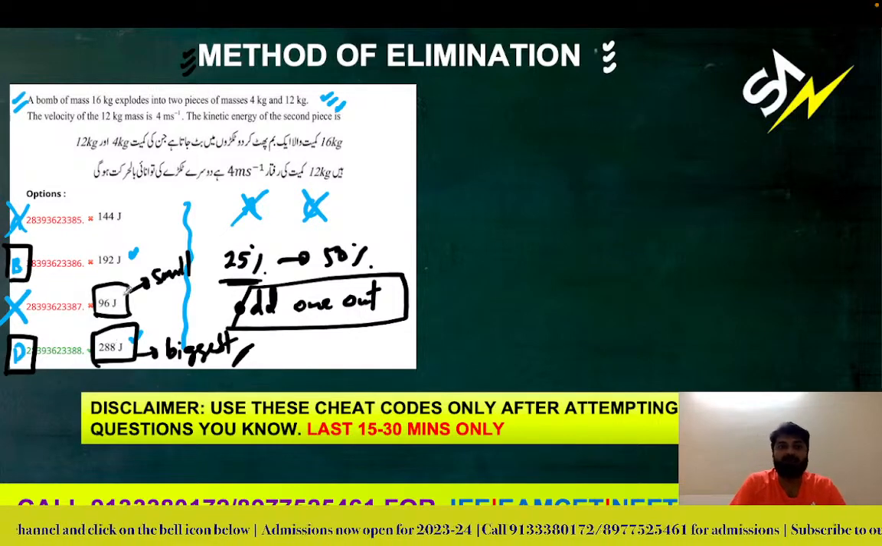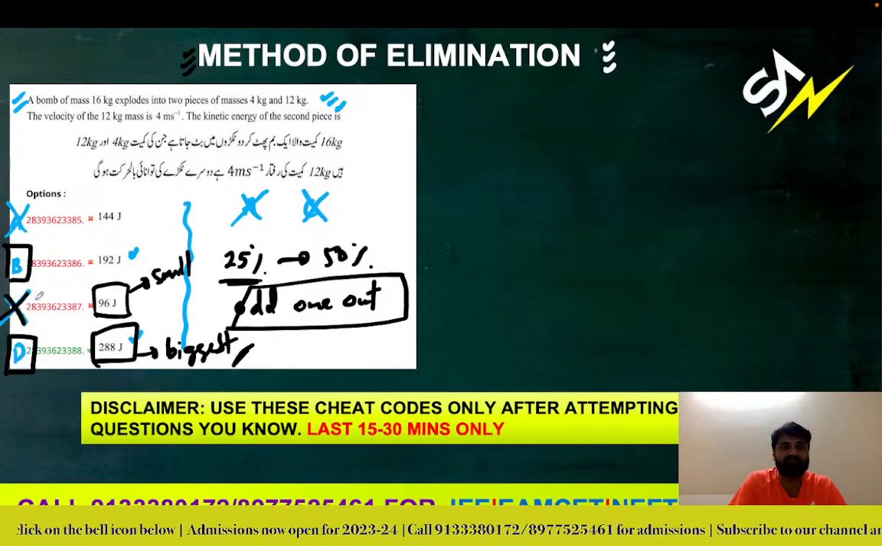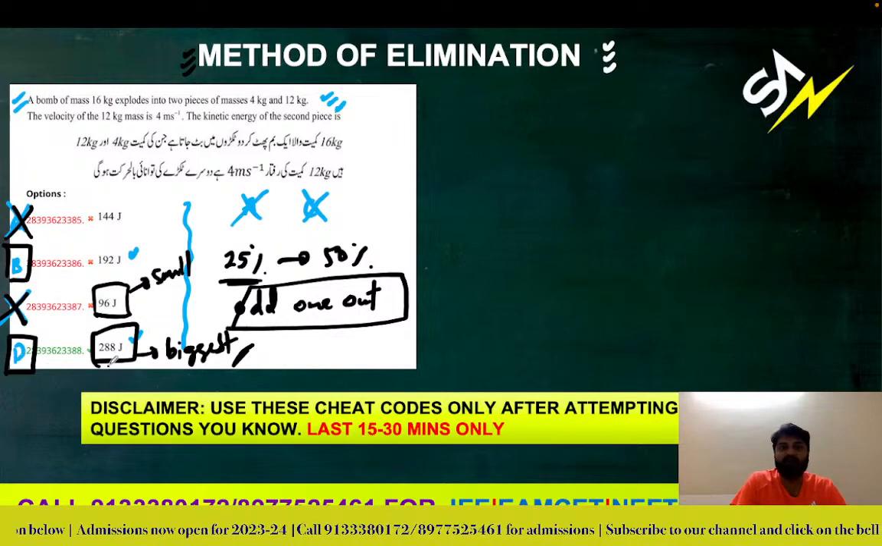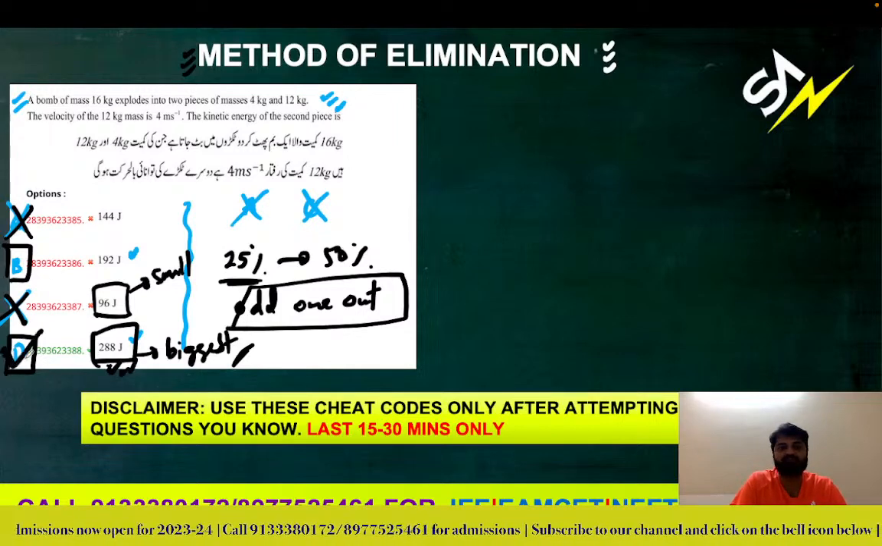So the odd ones out are these two options, but according to your analysis you already eliminated A and C, so you are left with B and D. Out of B and D, the odd one out is D because this is the largest. So option D is the answer.